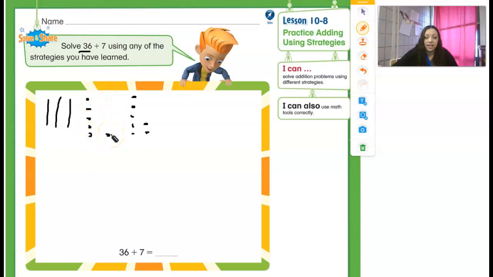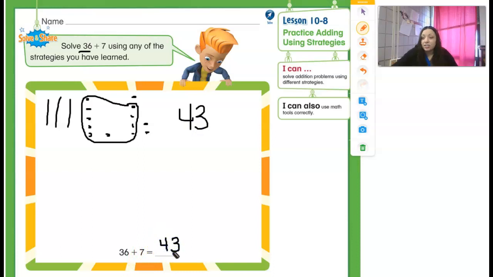So I have 6 ones. I need to see what I can count up to make a 10. So 6, 7, 8, 9, 10. So I needed 4 of this group. I'm going to bunch them all together, and I've made now another 10. So I had 3 10s, now I have 4 10s, and how many ones? 1, 2, 3. So 36 plus 7 must be 43.